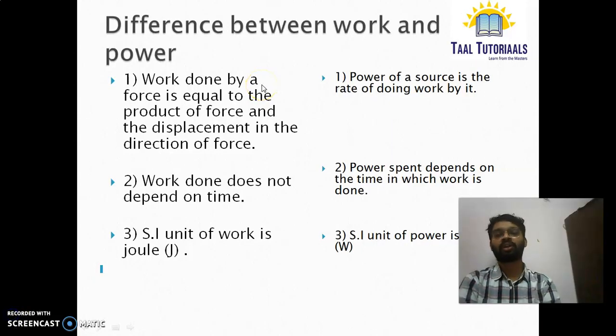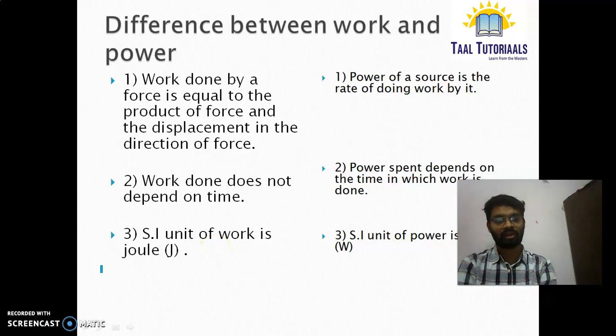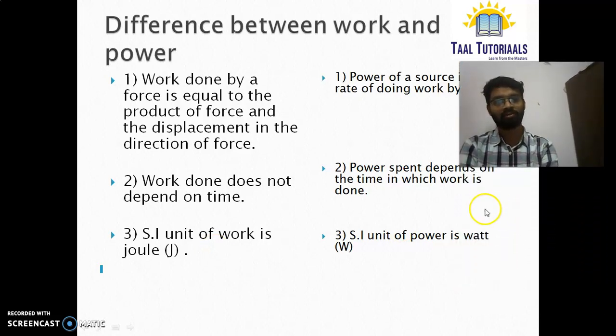In this slide we are concentrating on the difference between work and power. As I defined in my first PPT, work done by the force is equal to the product of force and the displacement in the direction of force. Similarly, power of a source is the rate of doing work by it. Work does not depend on time, but power does. The SI unit of work is joule and the SI unit of power is watt.